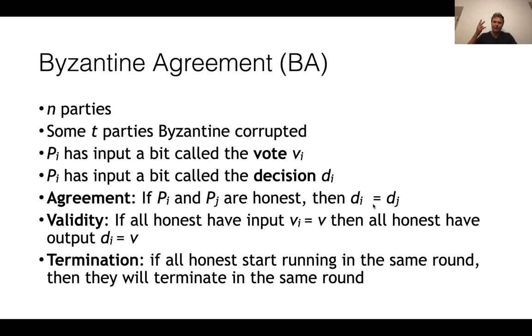Now, since there's only two possible inputs, 0 and 1, there's a sneaky way to say this, which is, I think, the one we use in the book, which is to say that my output must be the input of some honest party. That's the only condition. Then, of course, if everyone inputted the same, that's the only one I can output. So validity is just that I must output something that was the input of an honest party. That's the problem.